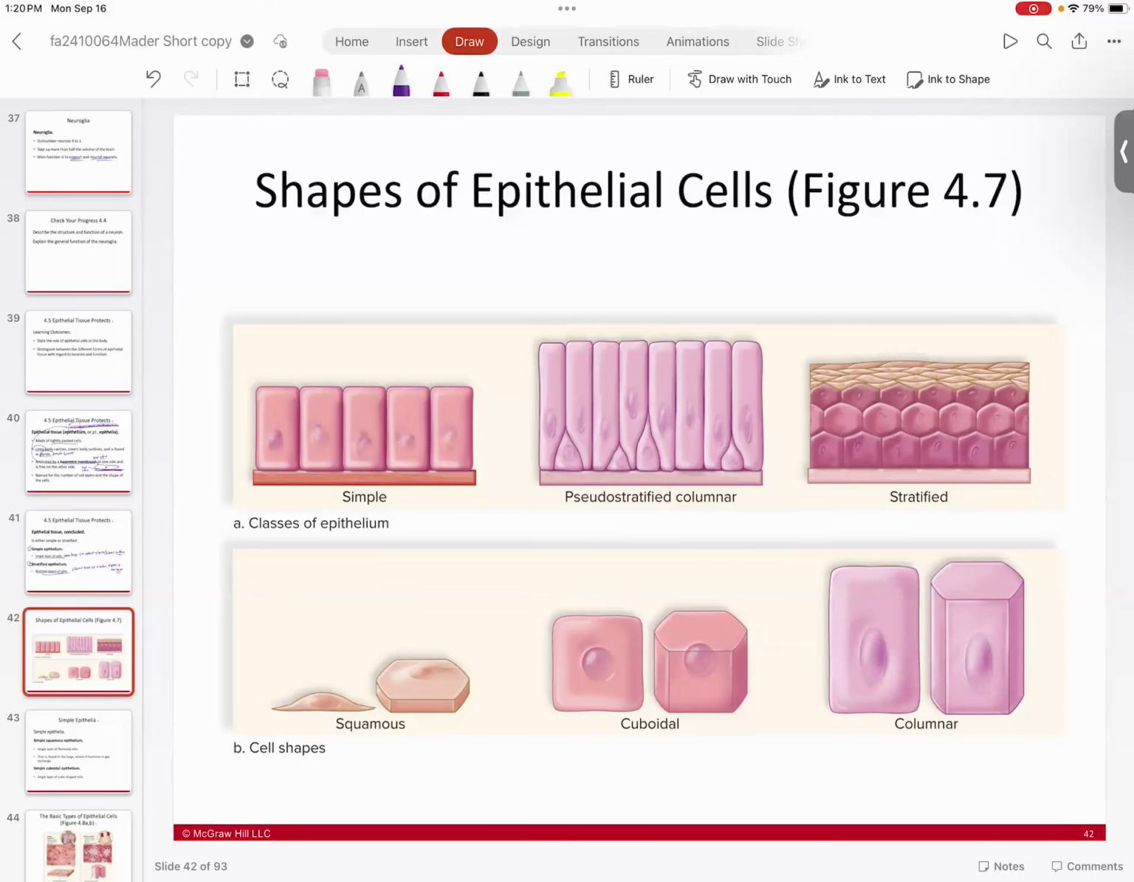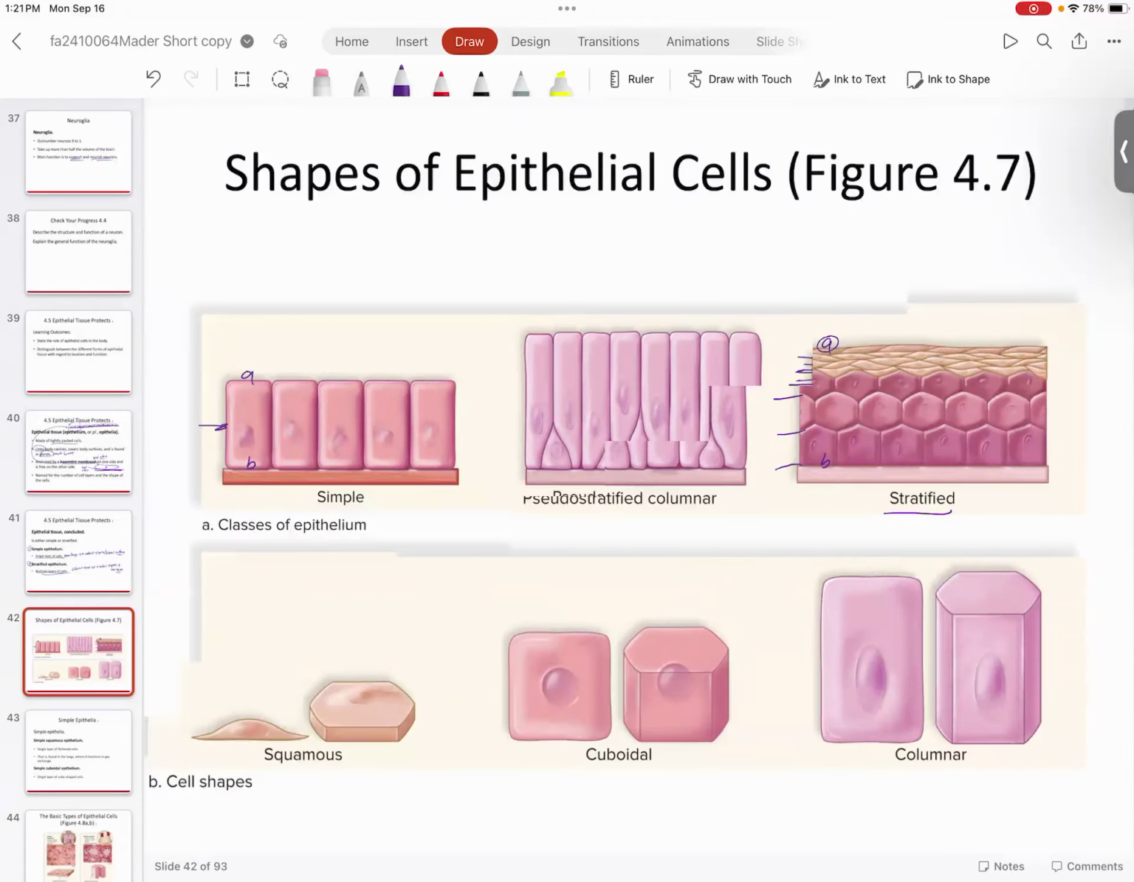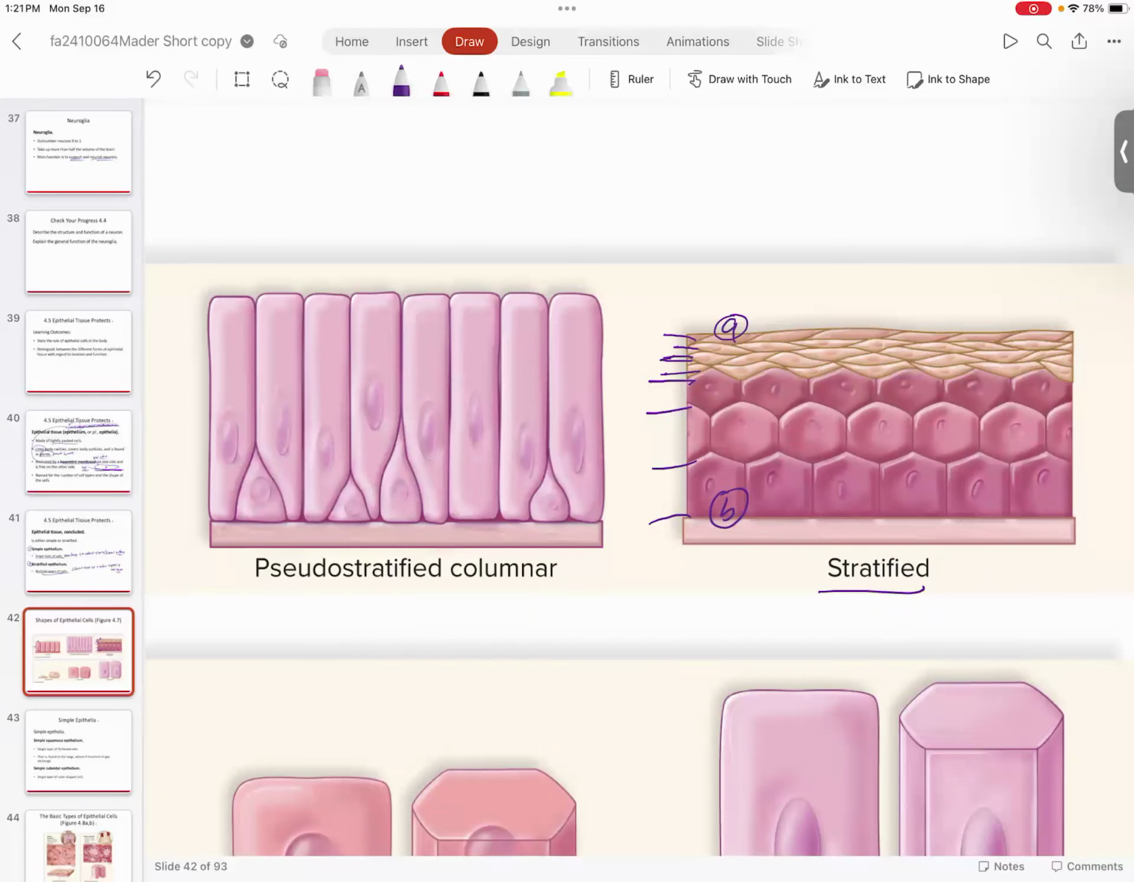So let's take a look at this. Here's an example of simple. This happens to be one layer. Here you can see your apical surface up here and your basal surface, and it's the same cell, the same layer. So this would be simple. Stratified, on the other hand, would be a little different. Here's your basal layer down here, and this is your apical surface up here. Notice this row of cells is the basal layer. Then you've got this layer, and a whole bunch of little layers in here until you get to the apical. So the layer of cells touching the apical is different than the layer of cells touching the basal. And that's how you define stratified: multiple layers.